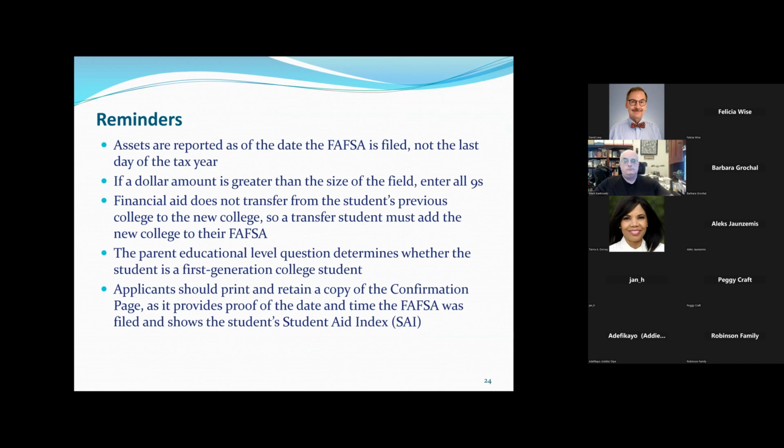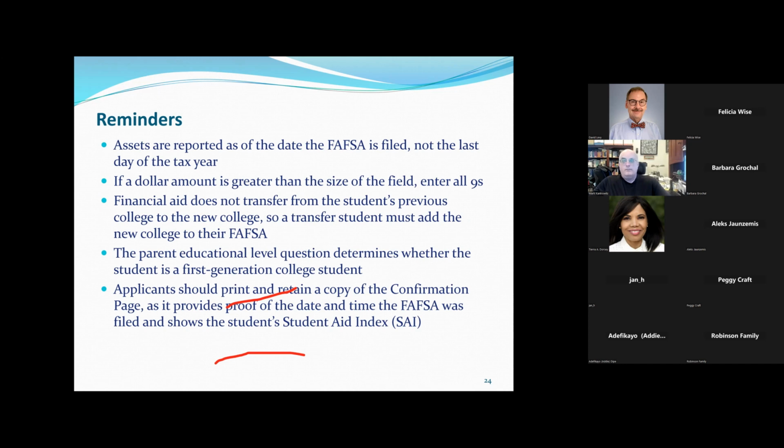On the FAFSA, income is based on the prior year, while assets are as of the date the FAFSA is filed. For assets, use the most recent account statements or a printout from the asset accounts website. If a dollar amount is greater than the size of the field, enter all nines. Financial aid doesn't transfer from the student's previous college to a new college if they're planning to transfer. So a transfer student must add the new college to their FAFSA.